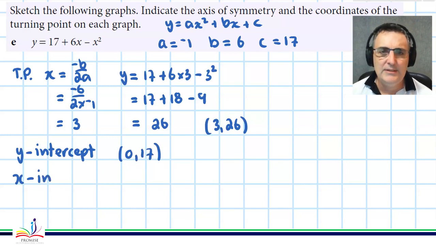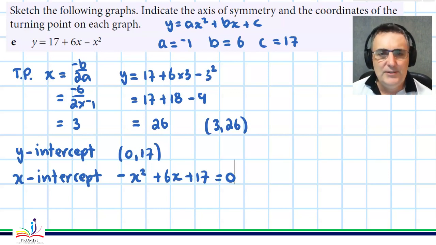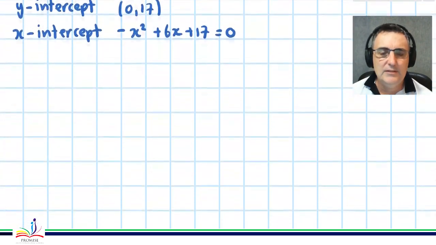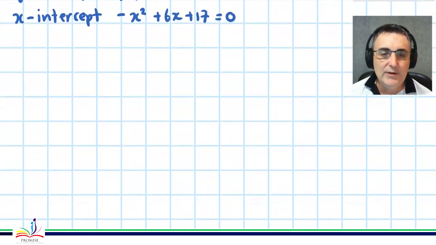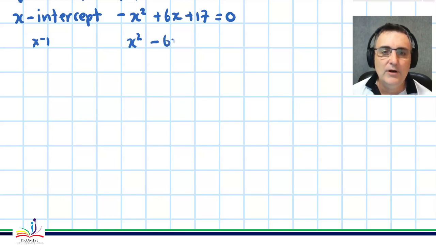The x-intercept, well, that's a little trickier this time. Let's rewrite it in the way that we're accustomed to, and we'd have -x squared plus 6x plus 17 equals 0. Now factorizing by inspection is a lot easier when the a term is 1, but here it's -1. But we can turn it into a 1 quite easily by multiplying both sides of the equation by -1, and that would turn the whole equation into x squared minus 6x minus 17 equals 0.